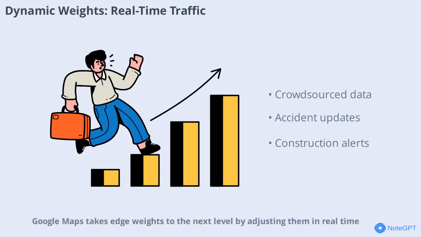Google Maps takes edge weights to the next level by adjusting them in real time. Using crowdsourced speed data, accident reports, and construction updates, the app constantly recalculates the weight of each edge. This means your route adapts to current conditions, avoiding delays and detours. The weight of an edge now represents estimated travel time, not just physical distance, making navigation smarter and more responsive.